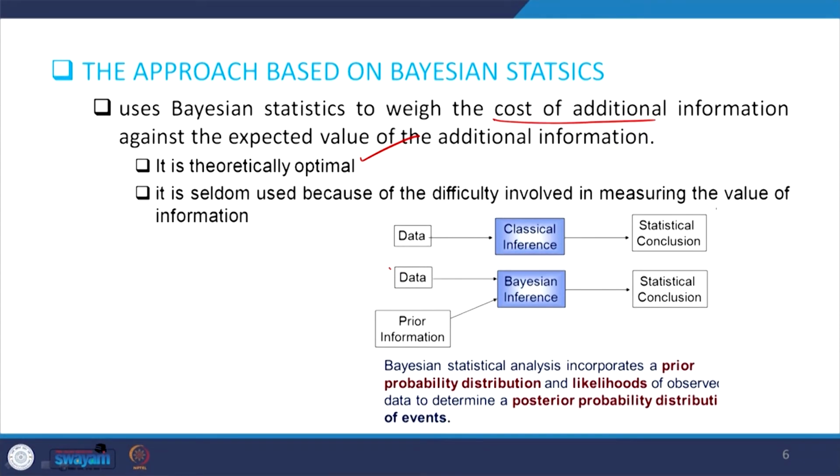Now, look at the classical way of inference, and the second one is Bayesian inference. In statistical inference we can conclude, and in this case also we can conclude systematically, but Bayesian inference does require prior information. This is quite important. The Bayesian statistical analysis incorporates a prior probability distribution and the likelihood of observed data to determine a posterior probability distribution of the events.